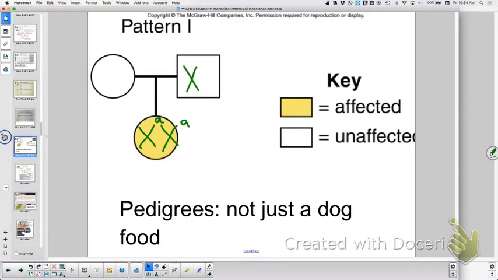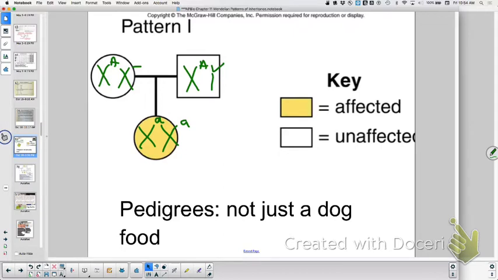So what would his genotype be? X big A and Y. Good. And mom would be? That's all we know for sure. We don't know her second letter, because it could be masked. If they didn't have any kids, this would be all we know.